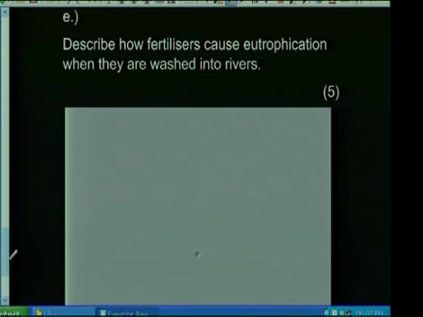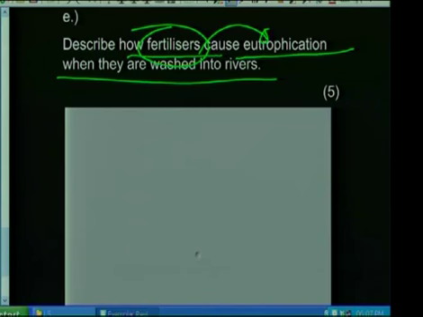Good. Describe how fertilizers can cause eutrophication when they are washed into rivers. So you don't have to talk about them washing into the river. They told you in the question that they are washed into the river. So the farmer sprays his crops or adds fertilizer to his land. Because of incorrect ploughing methods and the rest, when the rain comes, the fertilizers are washed off and run into the rivers, lakes and dams.